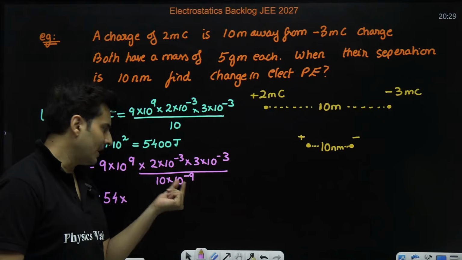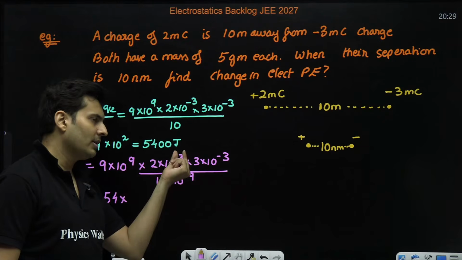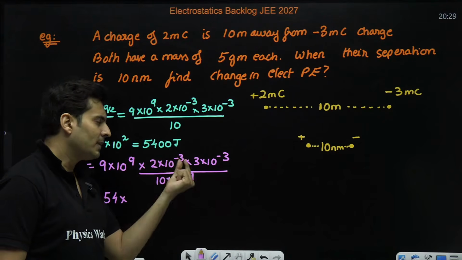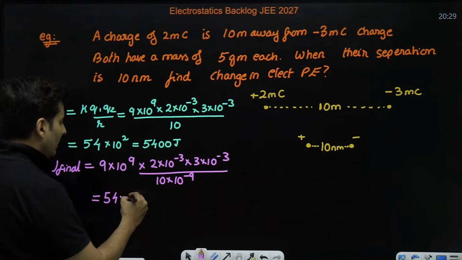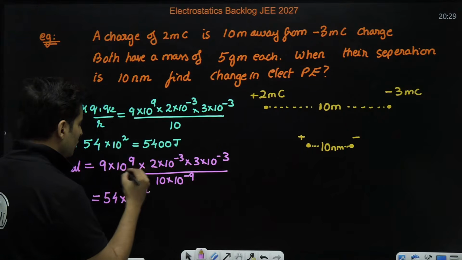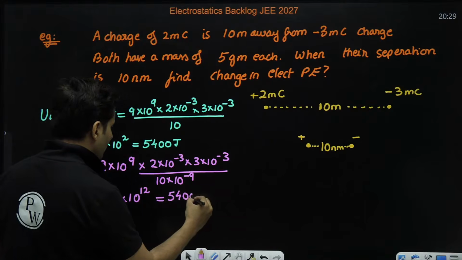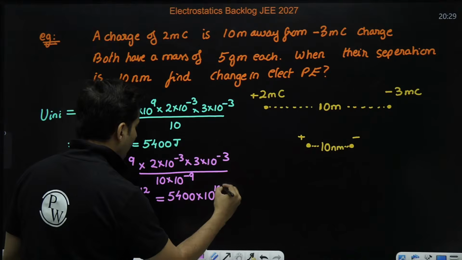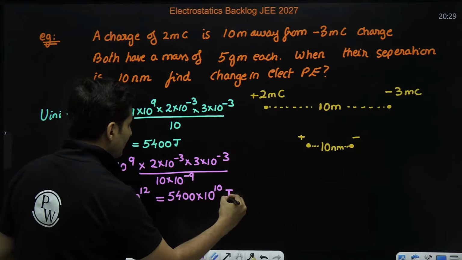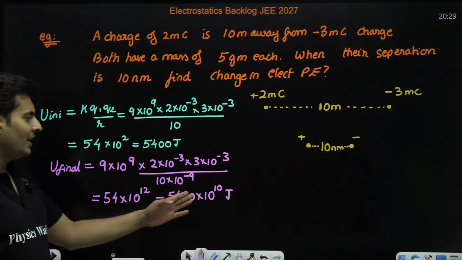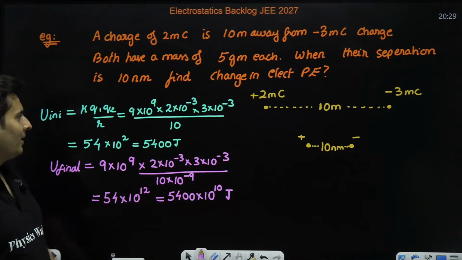It will become minus 3 below. So minus 3 will go on the top. It will become plus 3. Plus 3 and plus 9 will become plus 12. Oh my god, this is so huge, guys. If you want, I can write this as 5400 into 10 to the power 10 joules. Insane amount of energy has been acquired finally.